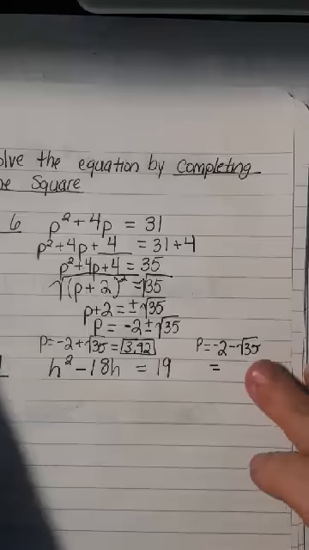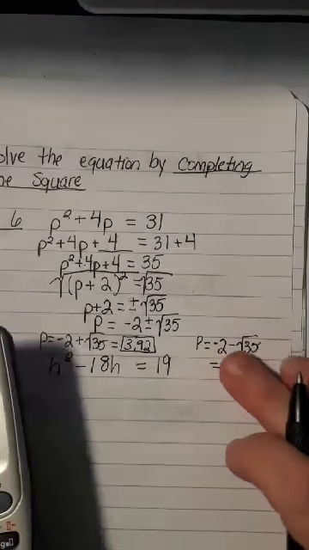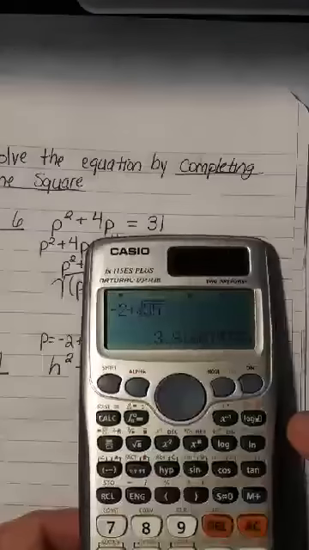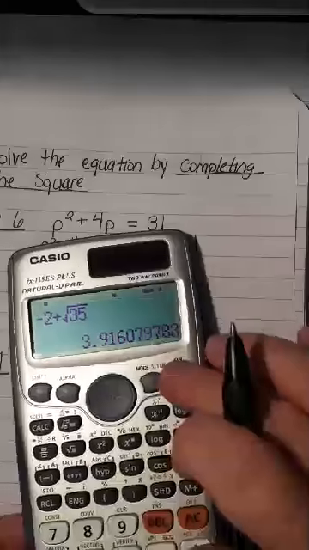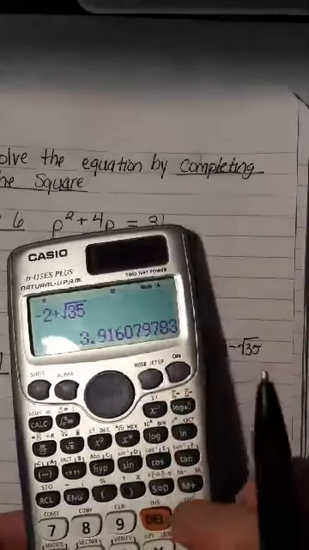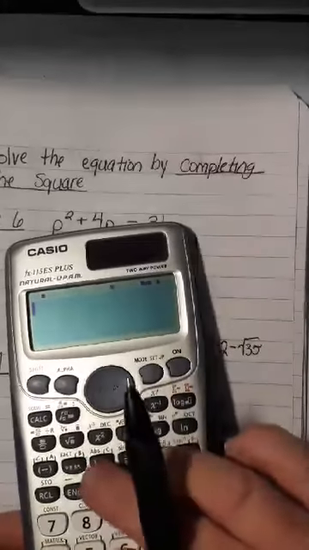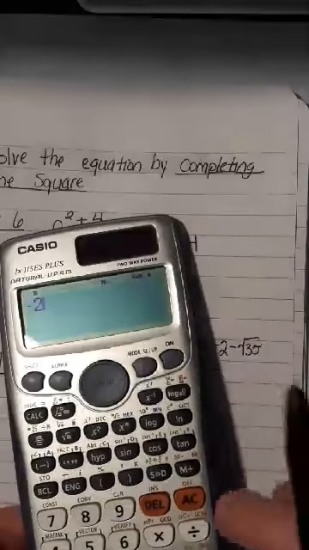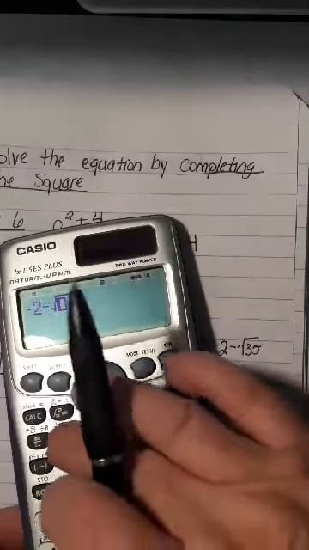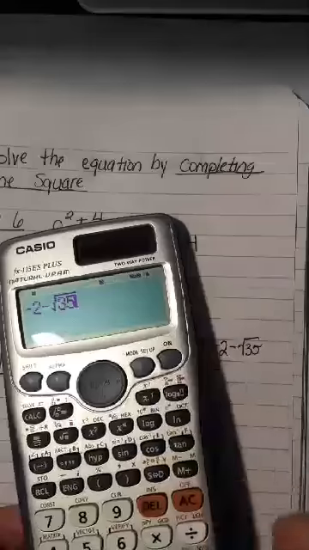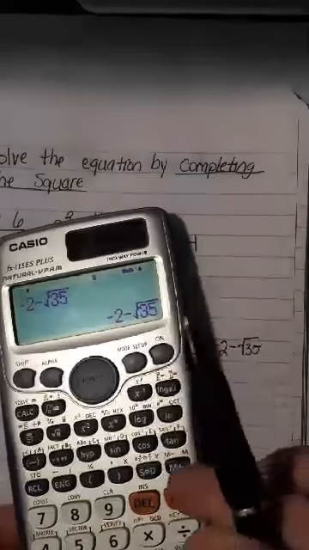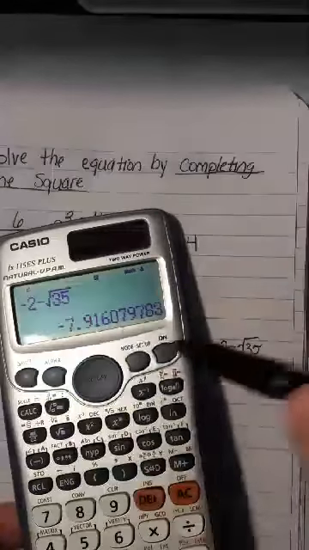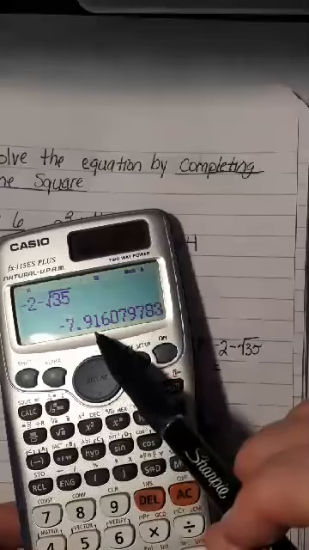And then to get the other answer, we've got to do -2 minus the square root of 35. So I'm going to clear that and do -2 minus the square root of 35. And then do the SD key, and that's going to be -7.92.